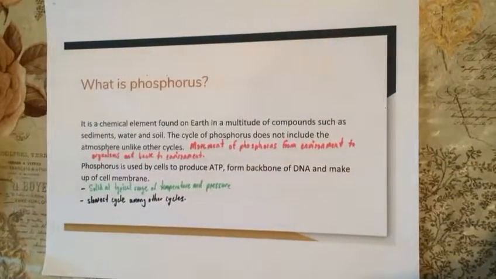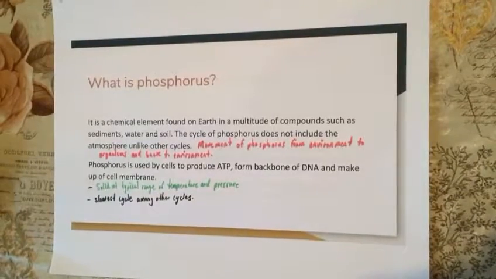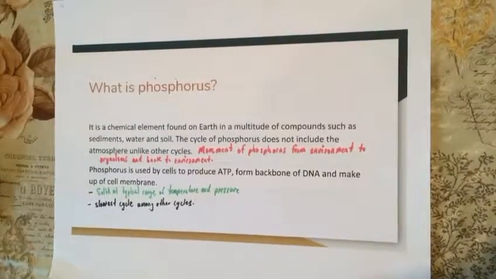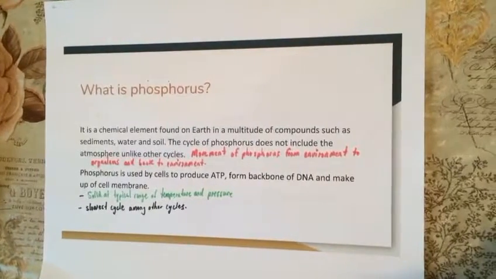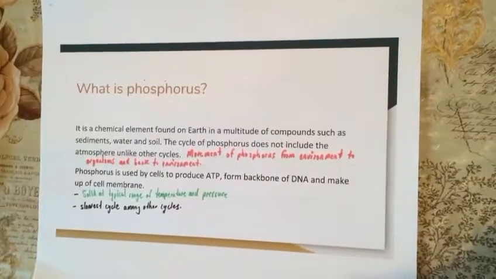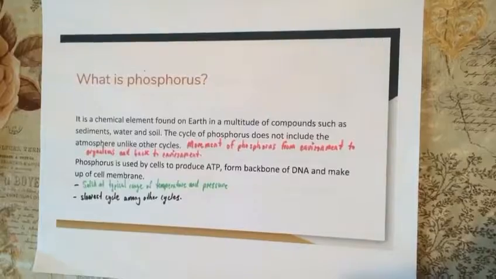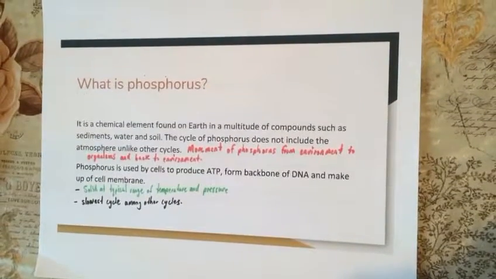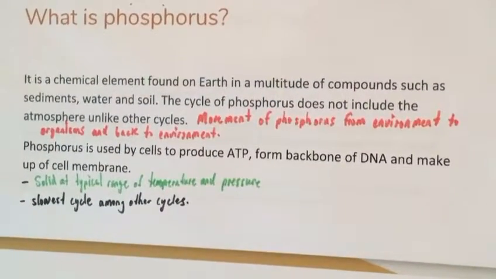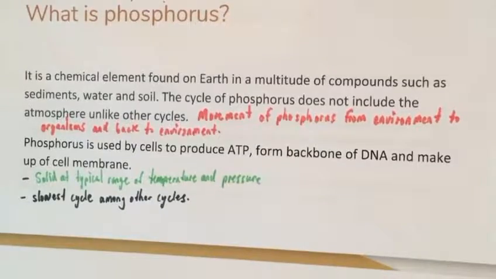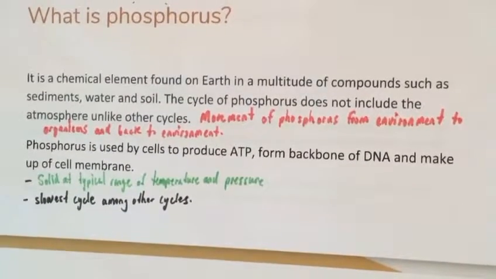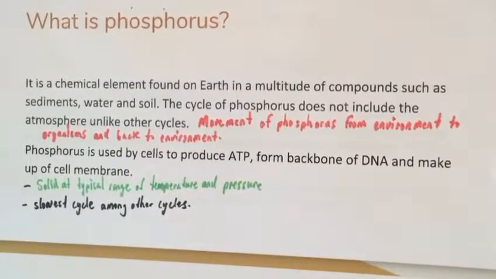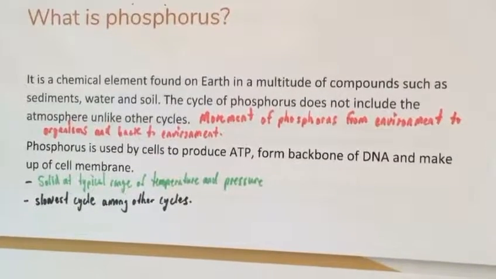What is phosphorus? Phosphorus is a chemical element found on Earth in different compounds such as sediments, water, and soil. The phosphorus cycle is the movement of phosphorus from the environment to the organisms and back to the environment. It is used by cells to produce ATP, form the backbone of DNA, and make up cell membranes. It is the slowest cycle.